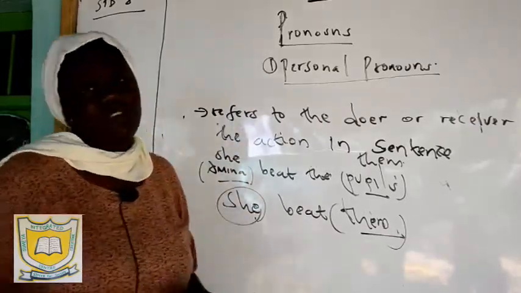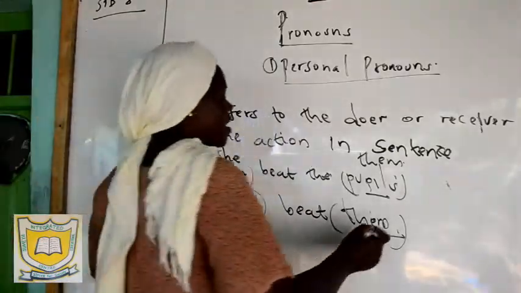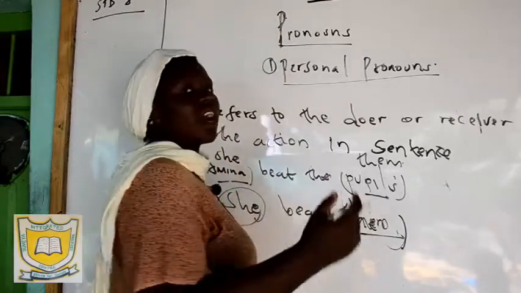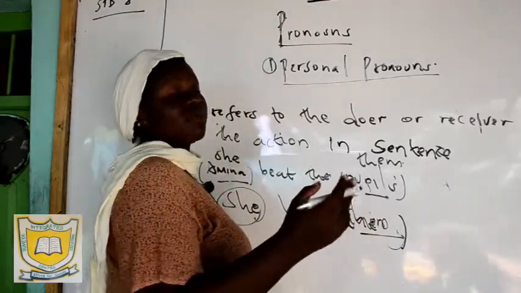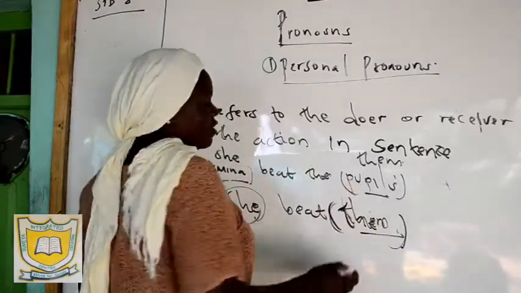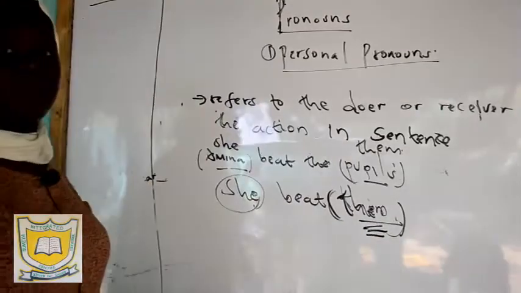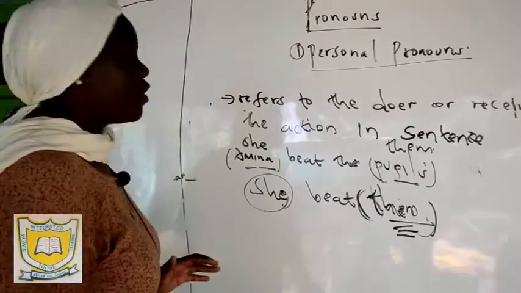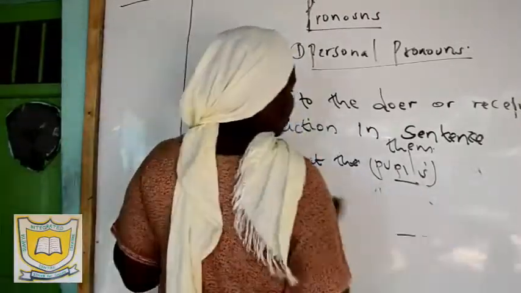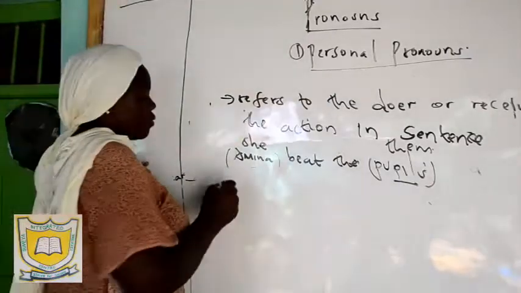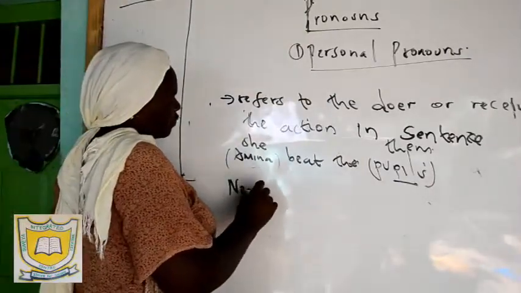An action is simply a verb in a sentence. And then you have them, which is the receiver of the action, to whom the action has been done. So becomes them. Those are what we call personal pronouns. But personal pronouns are divided into two groups. We have group 1, which is called the nominative.